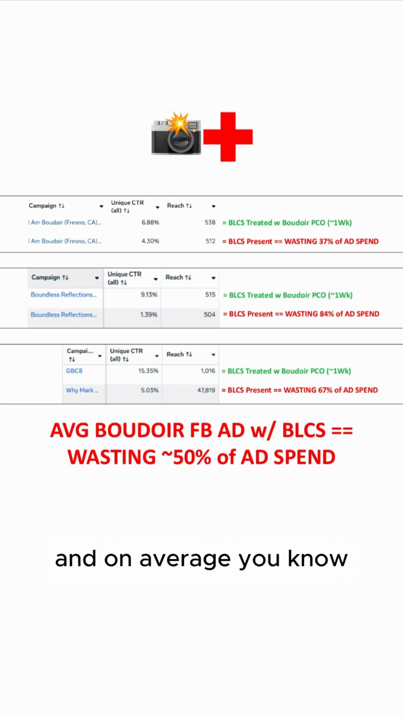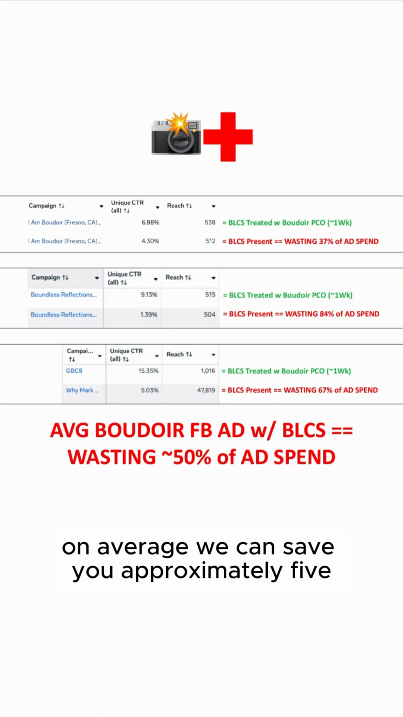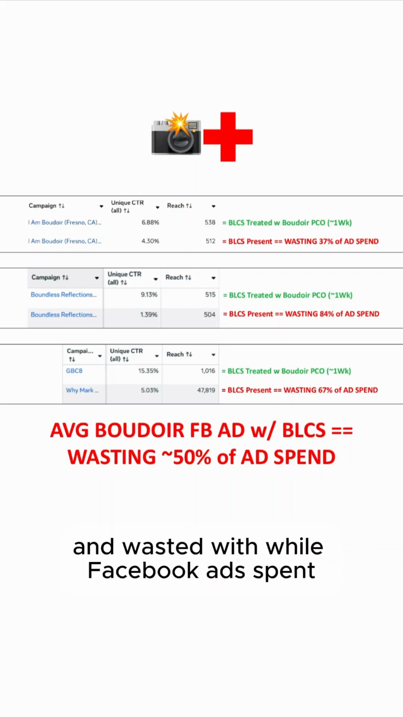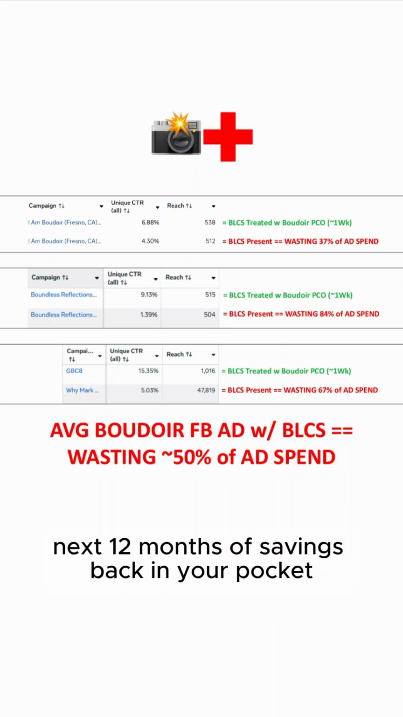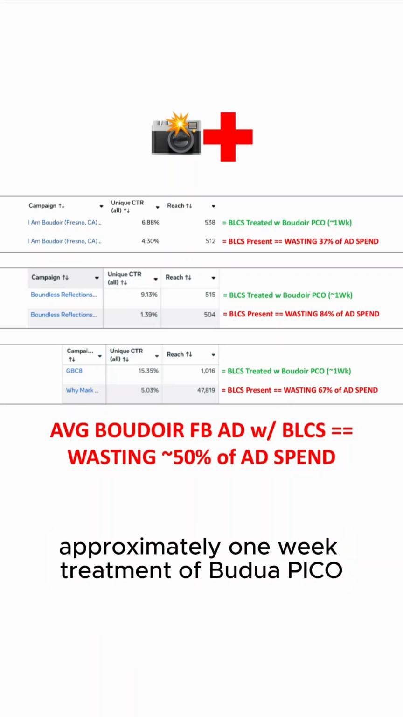And on average, if you're spending more than 10 grand a month, we can eliminate approximately 5 grand a month in wasted Boudoir Facebook ad spend. And that'd be approximately 60 grand a year in the next 12 months of savings back in your pocket for simply approximately 1 week treatment of Boudoir Pico.